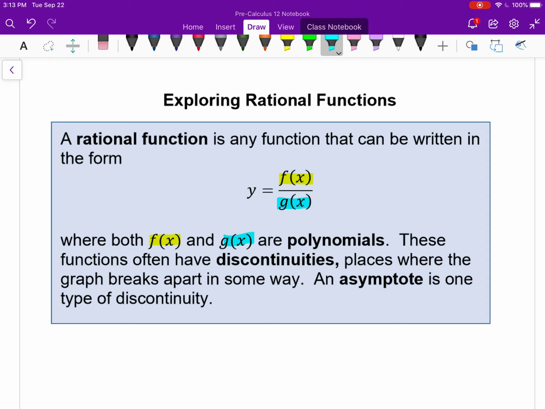These functions often have discontinuities, which is where the graph breaks apart in some way. There are 2 types of discontinuities we're going to look at. An asymptote is one example of a discontinuity, and we'll look at 2. But in general, a rational function is anything like this: some polynomial divided by another. So a huge variety of options.